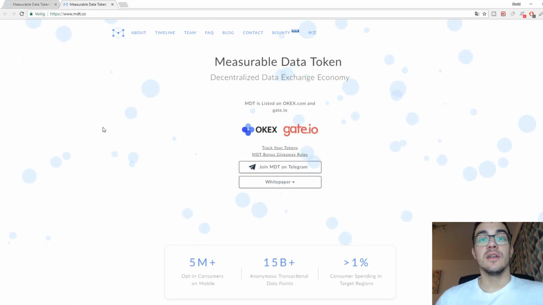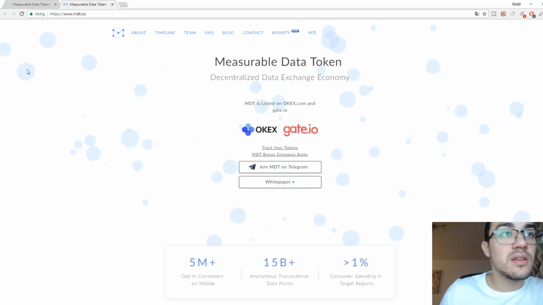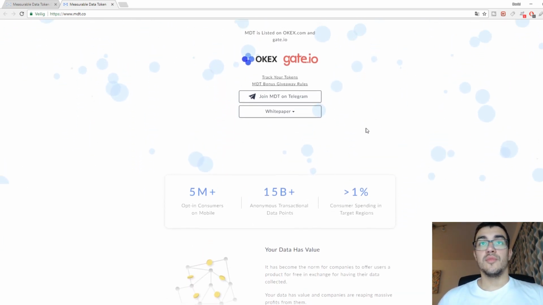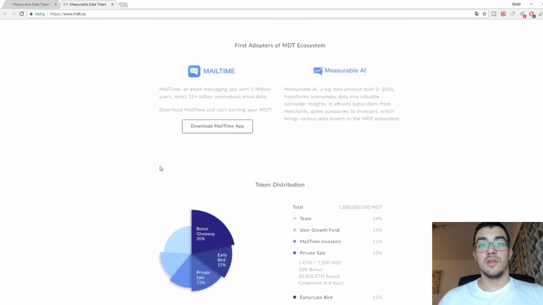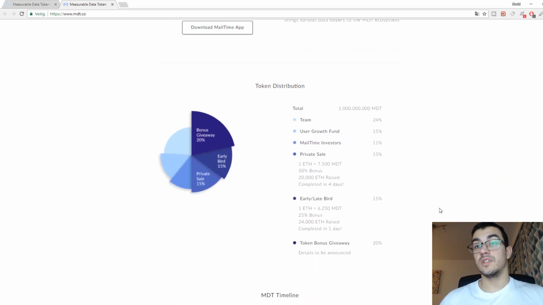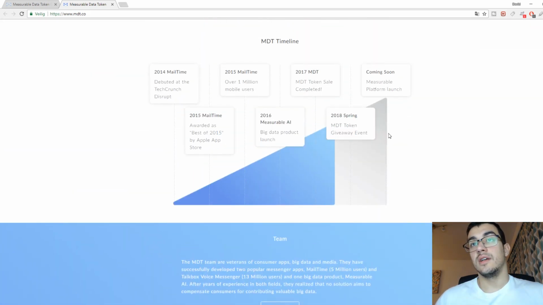Now let's look at their website. The website looks pretty basic, not a lot of graphic design. You can join their MDT on Telegram. Here you have some explanation, visualization, how they distributed their tokens. The ICO is already done, as you know. Their timeline: MailTime, Measurable.AI, big data product launch, 2017 MDT token sale completed, which just recently completed. In 2018 spring, the MDT token giveaway event will take place, and coming soon the Measurable platform launch, which still hasn't got a date for it.